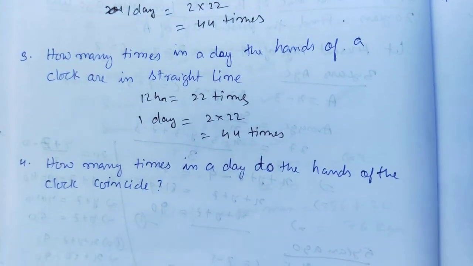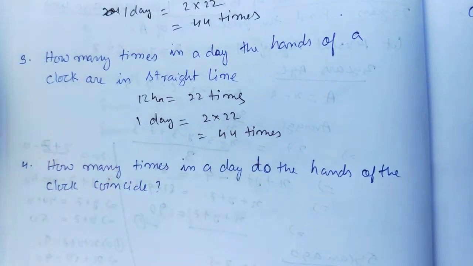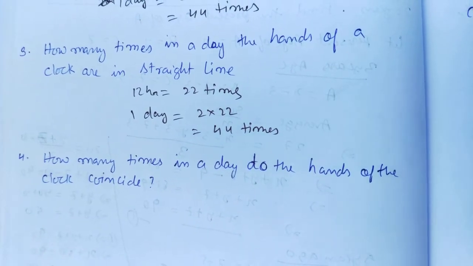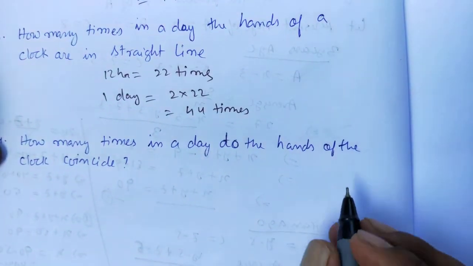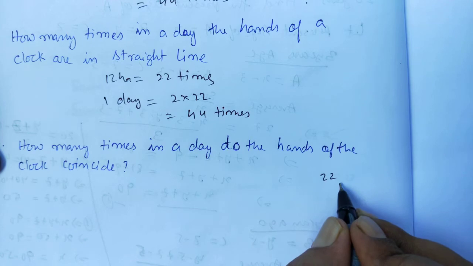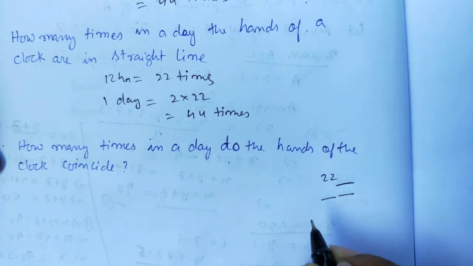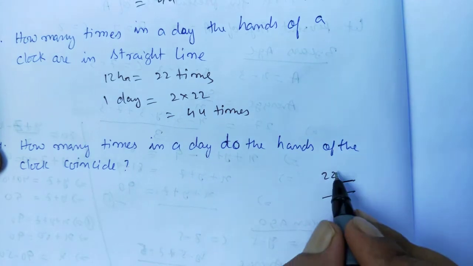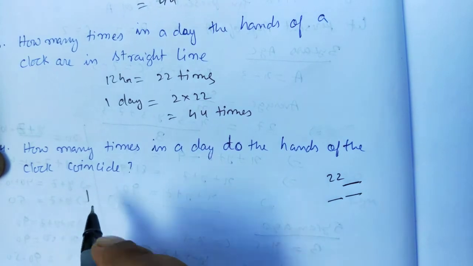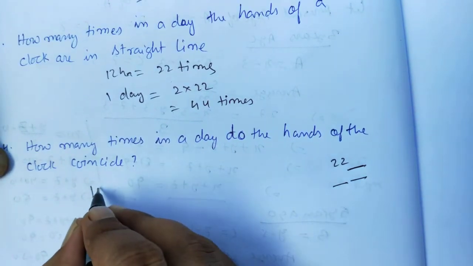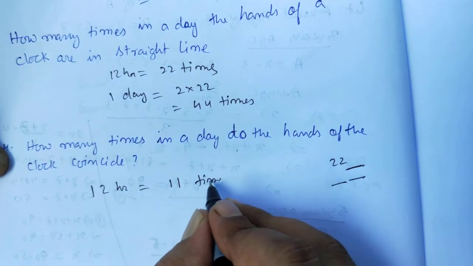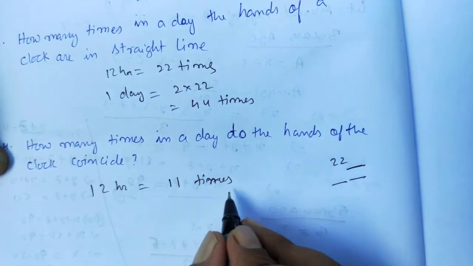Next, how many times in a day do the hands of a clock coincide? Coincide means they meet together. You have to know that in a straight line, in 12 hours, is 22 times. So 22 times means once they are coinciding and once they are in the opposite direction. So in 12 hours, they are coinciding 11 times.